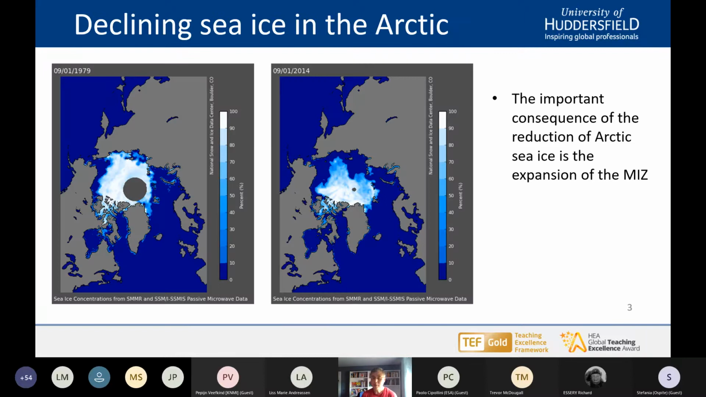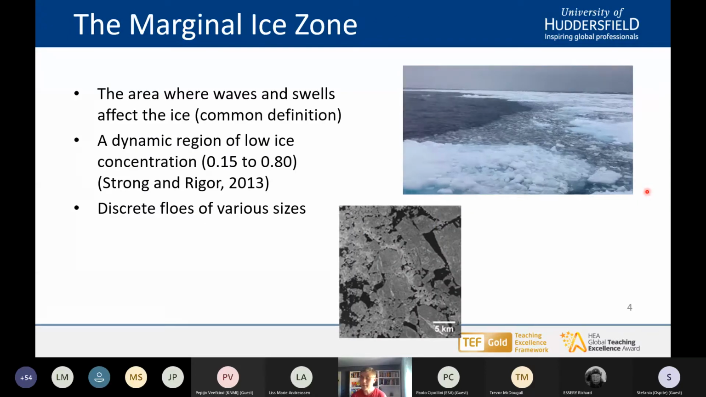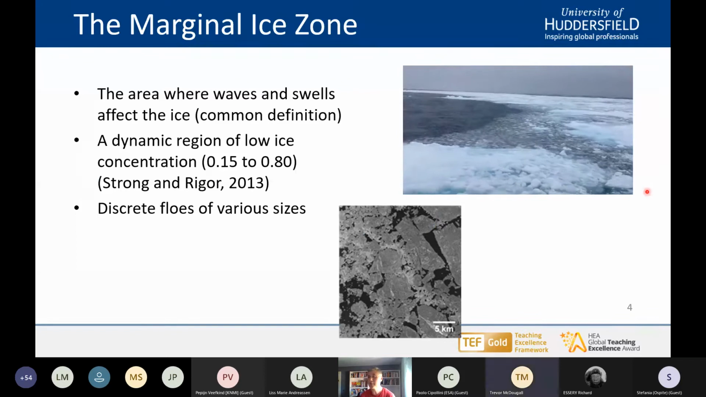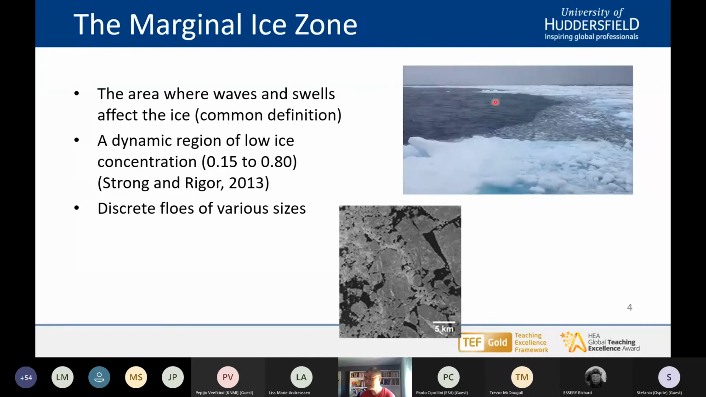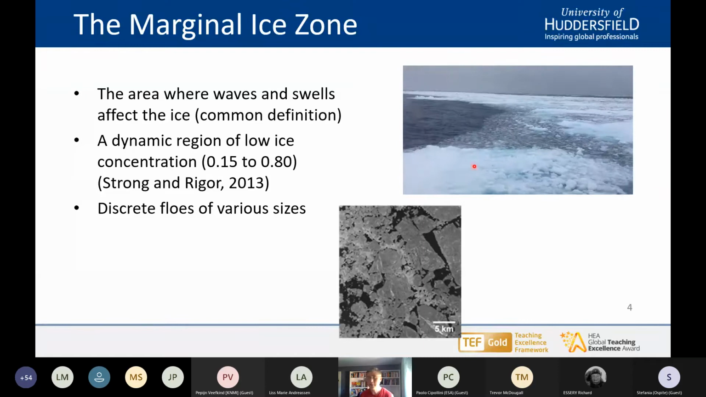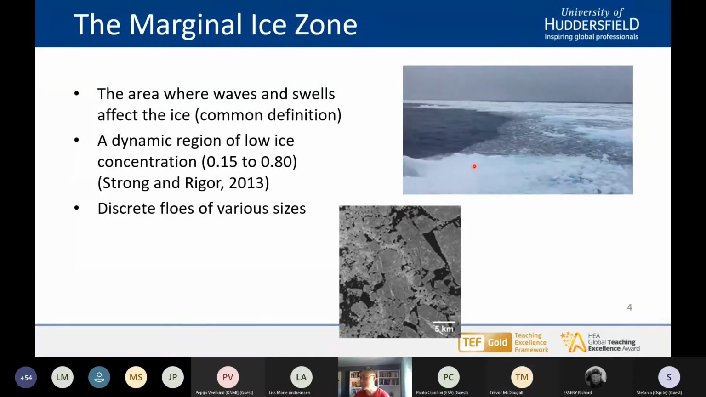I think a previous presentation already talked about the declining of sea ice in the Arctic. It's very obvious. But I want to point out one very important aspect: the major consequence of the reduction of Arctic sea ice is the expansion of the so-called marginal ice zone. So in the next slide, there are three key points describing what the marginal ice zone is. Also, you can see this video here, so what it looks like in a visual sense.